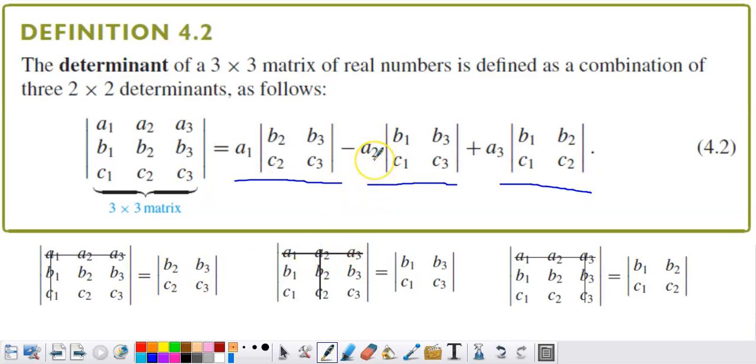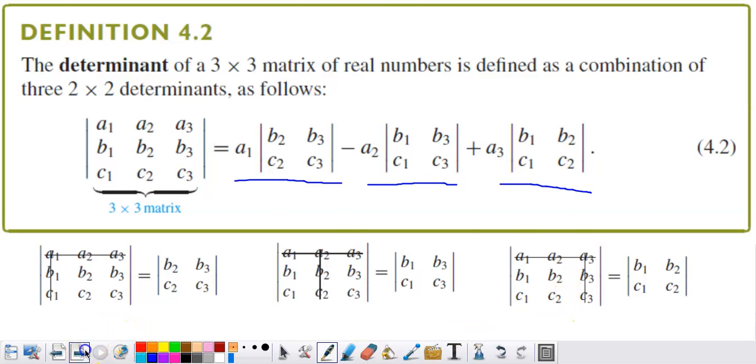The coefficient A2, if we do the same thing with it, cross out the row that A2 sits in, cross out the column that A2 sits in, you'll notice that this 2x2 determinant involves the components that are left after crossing out the pieces that we just did. And then the same thing happens for A3. So if I cross out the row that A3 sits in, I cross out the column that A3 sits in, by definition, the 3x3 determinant is going to finish by computing the 2x2 determinant with the pieces that remain right here, B1, C1, B2, C2.